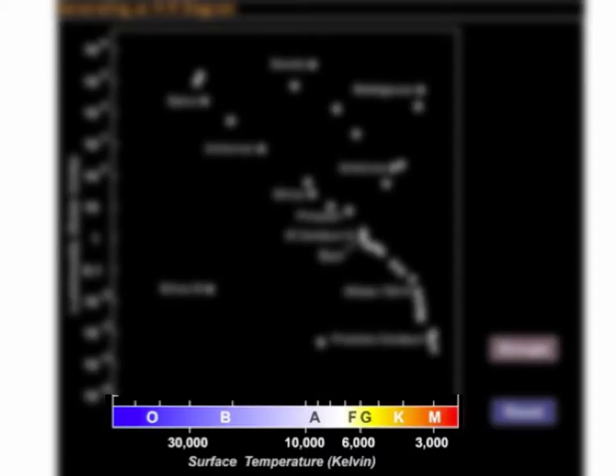Red things got plotted on the right because it's a long wavelength. Since we know that temperature and color are related, blue things are hot, red things are cool. So that's why it got plotted in this funny way.